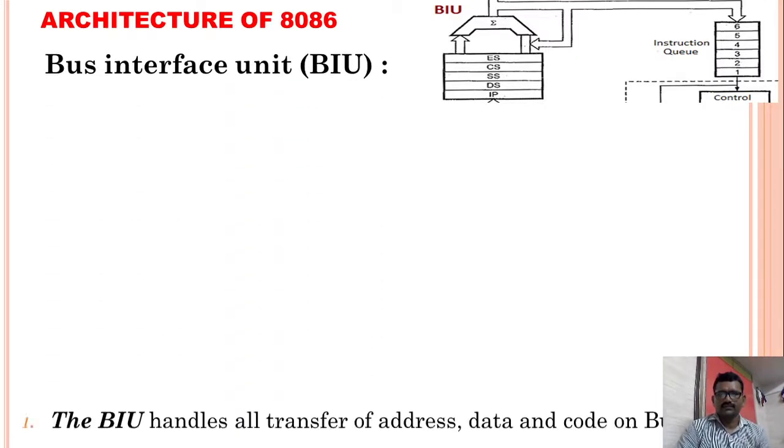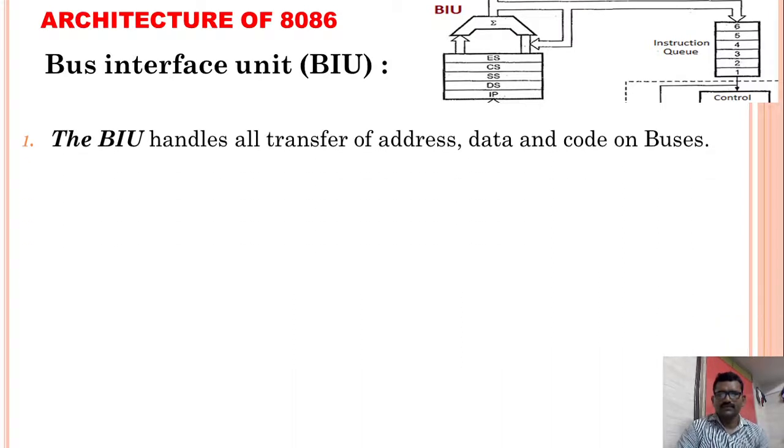The first part is the bus interface unit. The bus interface unit handles all transfer of address, data and code on the buses. The name itself indicates bus interface unit. The BIU is responsible for interfacing the microprocessor with the external world. It helps the microprocessor communicate with the external world, which is nothing but memory and I/O devices.